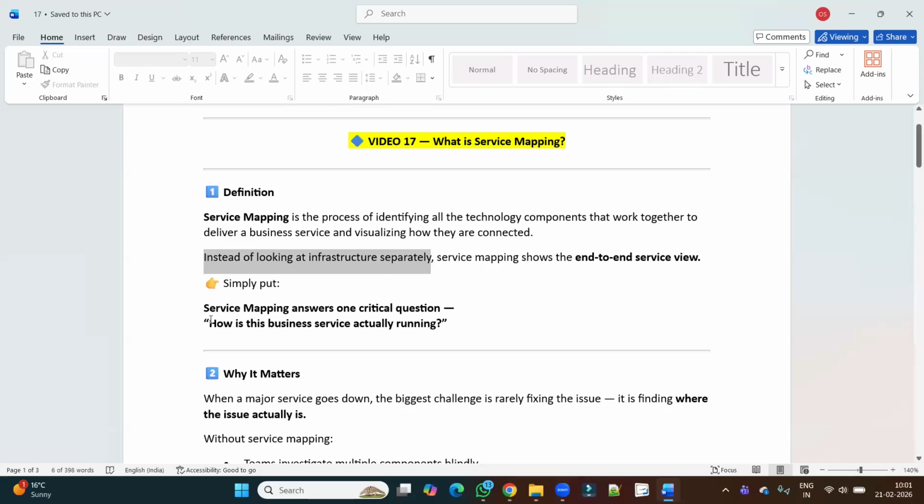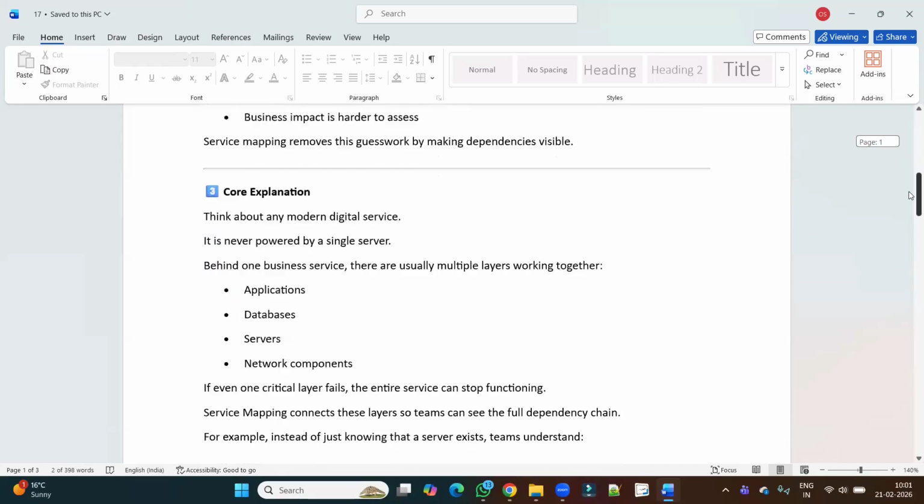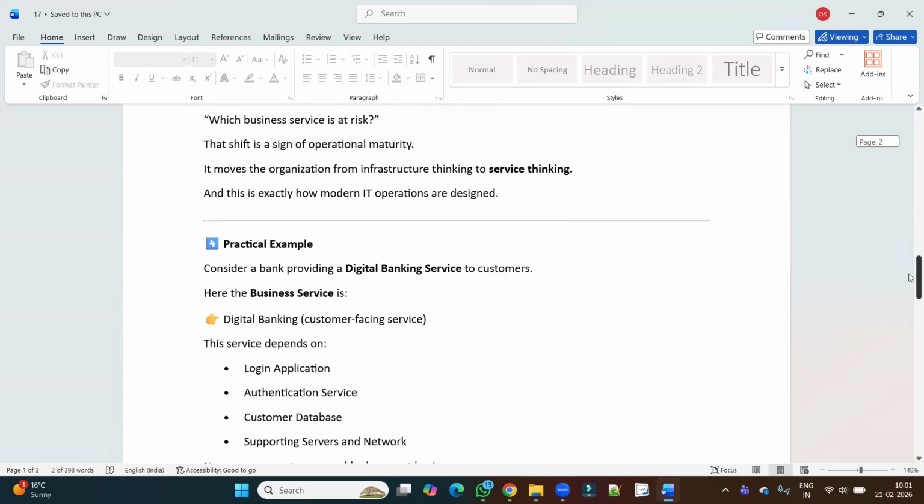It is answering one question, that is, how is the business service actually running. Obviously, we have a business service, and now we want to know how it is running. So we came to know, okay, these all are the components on which it is dependent, and all these components are working together, in the same direction, to provide that business service. That is known as service mapping. Now let me give you one example. Let's go at the bottom, then we will come at the top again with this.